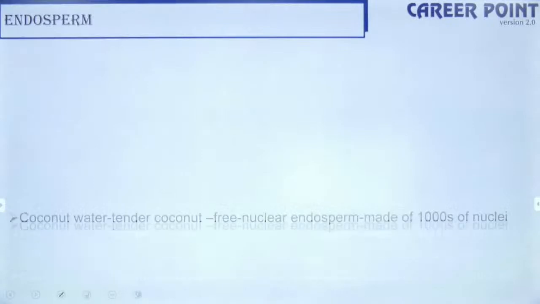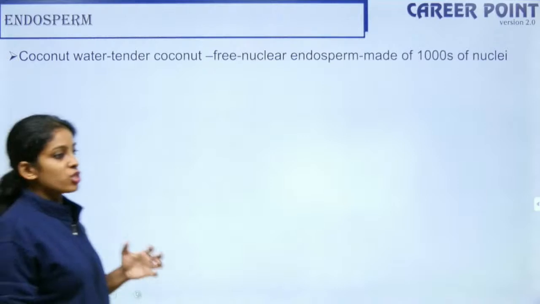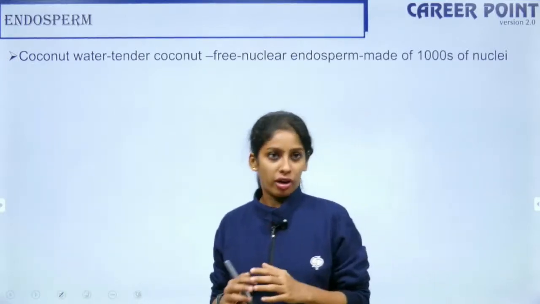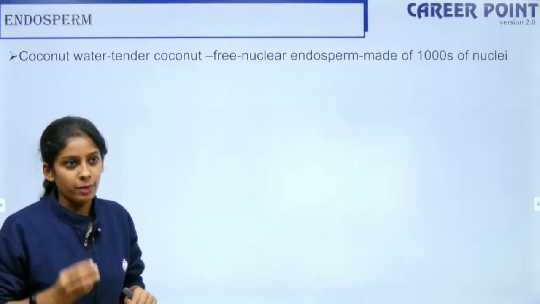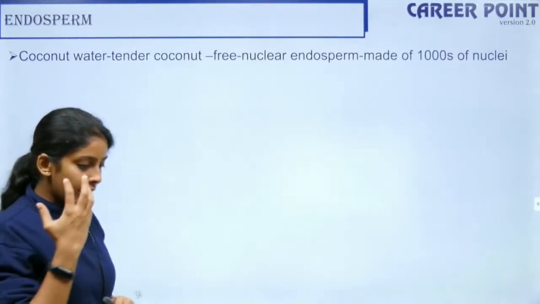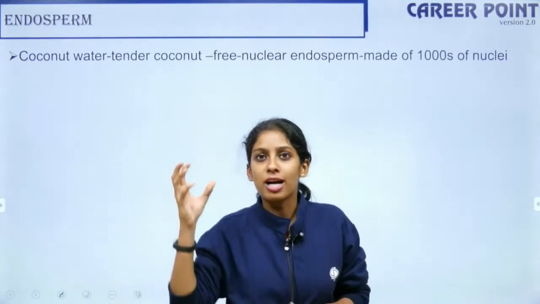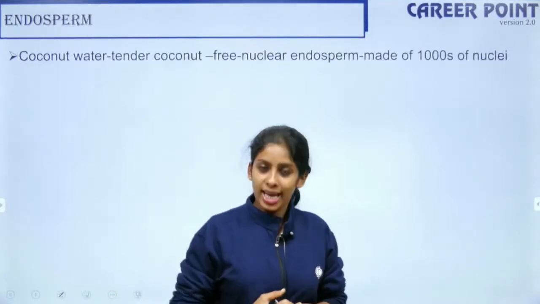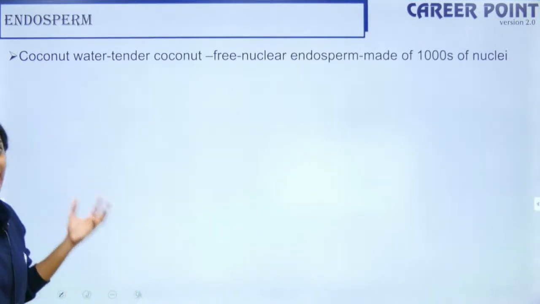Fine? Okay, so for endosperm, you can see the coconut water in a tender coconut. This coconut water is very good during summer season, right? It hydrates your body, it nourishes your body. It is said that if you have tender coconut water every morning, it's good for the glow of your skin. Of course, coconut itself is completely useful to humans. It is known as Kalpa Vriksha because all the parts of the coconut tree are useful to humans. Of course the coconut water is also very healthy. So this coconut water in a tender coconut is the free nuclear endosperm.